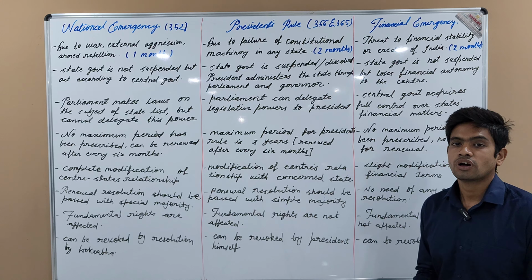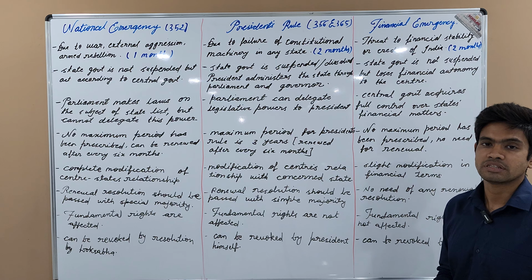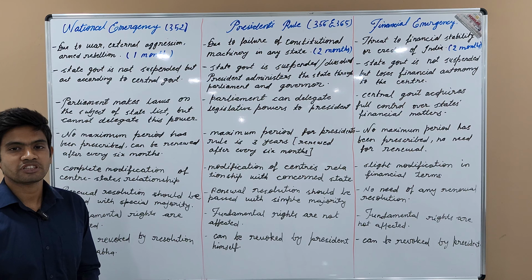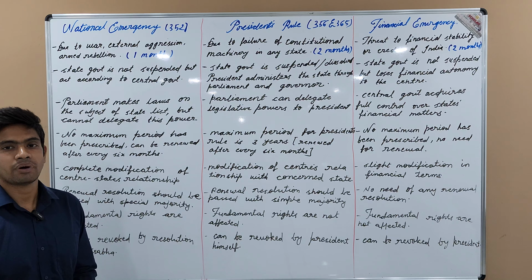Now let's see for how long these emergency provisions are effective. As far as national emergency is concerned, no maximum period has been enumerated. It can be continued after every 6 months. If it has to be proclaimed, then after its proclamation, within 1 month, it has to be approved by both the houses of the Parliament with the special majority. Once it is in force, after 6 months, it can be renewed again with the same kind of special majority in both the houses of Parliament.